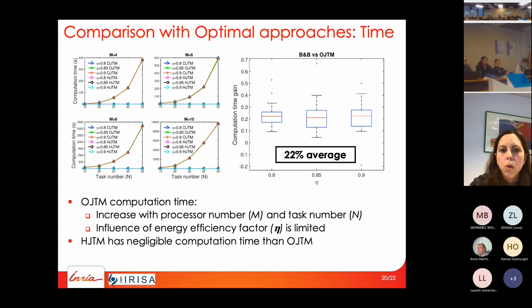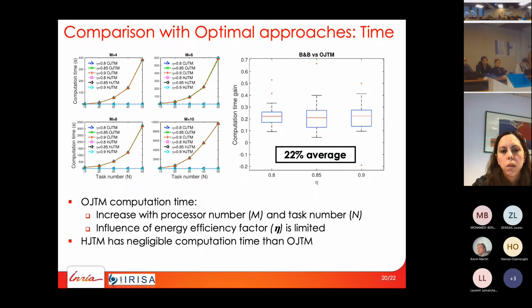Yes. So the quality results are the same, and the computation time gain on average is 22, as we see on the screen. This includes the average for all the processors that we have checked and all the task numbers. So on average it is 22, as we see in the graph.